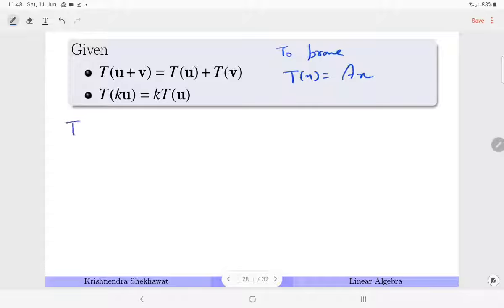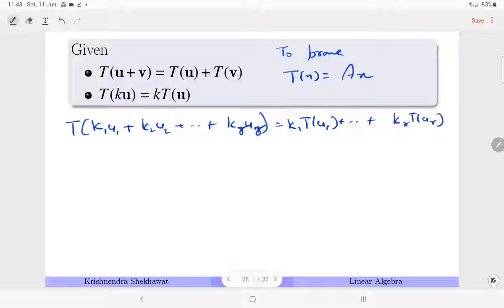Now with these two properties, I know that I can write T of k1 u1 plus k2 u2 plus ... plus kr ur is equal to k1 times T of u1 plus ... plus kr T of ur. This is easy to follow; I am using both the properties. Now let A be a matrix. I am defining a matrix, and I will show that for this matrix T of x is equal to Ax.